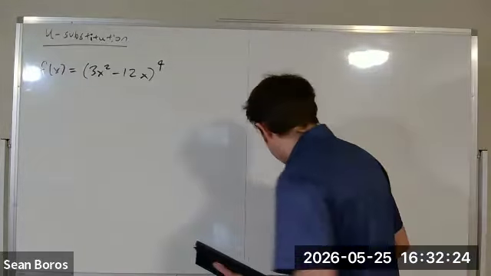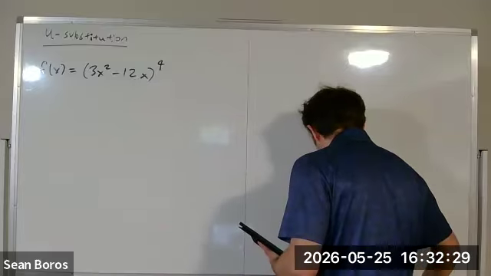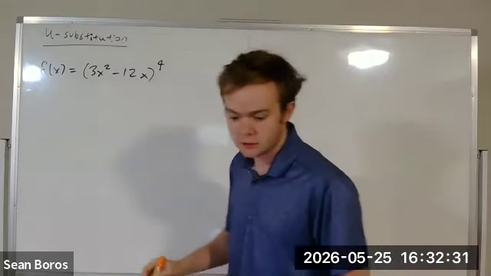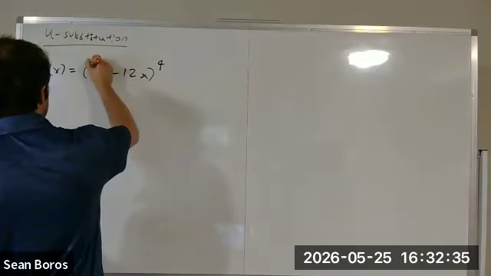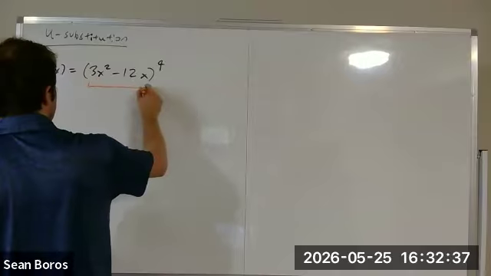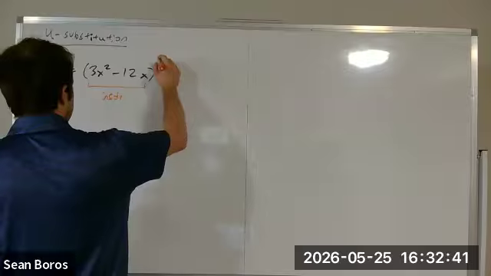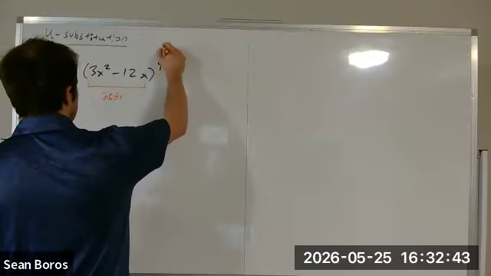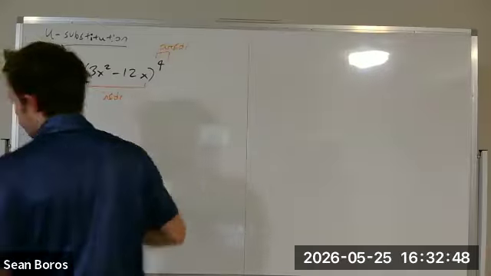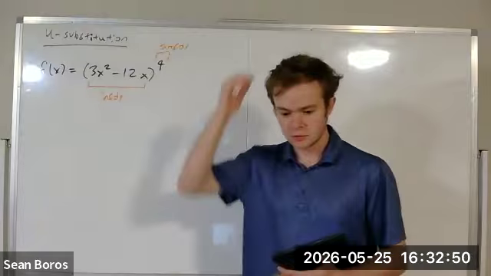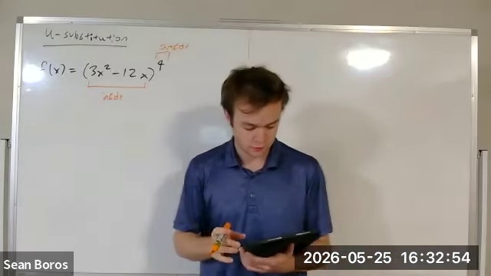Okay. So what we did here in Calculus 1 was we said, well, we have an inside function and an outside function. Here, this is our inside function, and this is our outside. Our outside function is going to be this power here, x to the fourth.